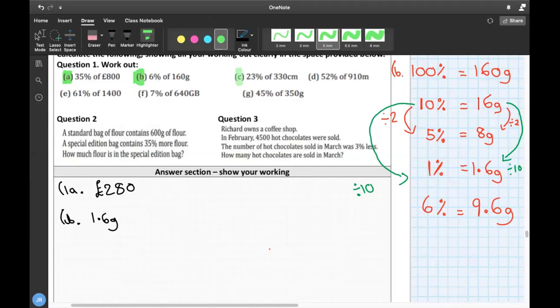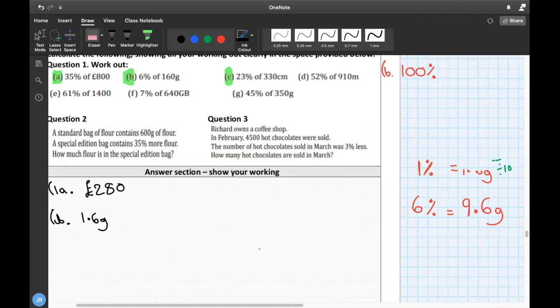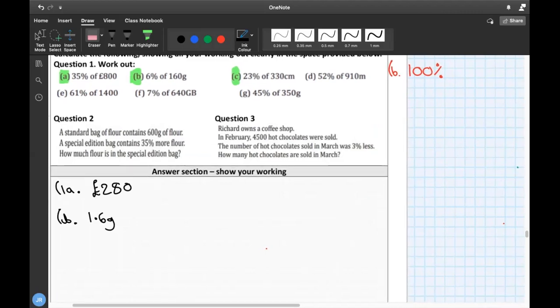Okay, we're now having a look at part C. I'm going to keep that 100% up there because we always start with our original amount is equal to 100%. And this time we're trying to find 23%. So have a think, how can you make up this 23% that we need out of 10s, 5s and 1s? Well, first thing I'm going to do is find out what 10% was. So 100% the original, 330 centimetres. And to get from 100% to 10%, I divide by 10. So that's going to be 33 centimetres.